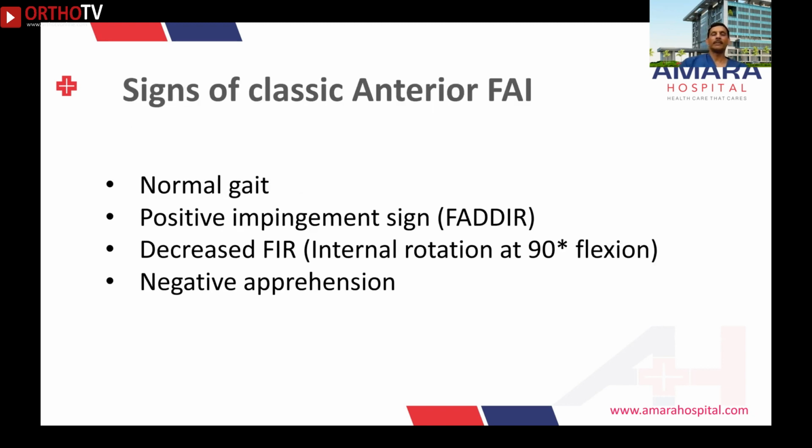So now to anterior FAI. The signs of classic FAI: they have a normal gait. They don't usually limp. They have a positive impingement sign, which is very sensitive. Decreased FIR, which I'm going to discuss further. They have decreased internal rotation at 90 degrees of flexion of the hip. Negative apprehension, so no apprehension from instability.